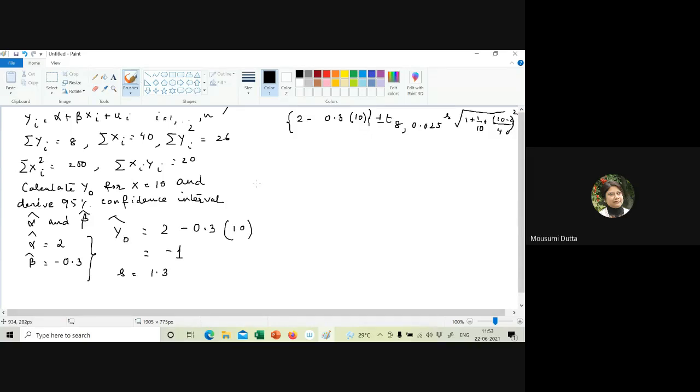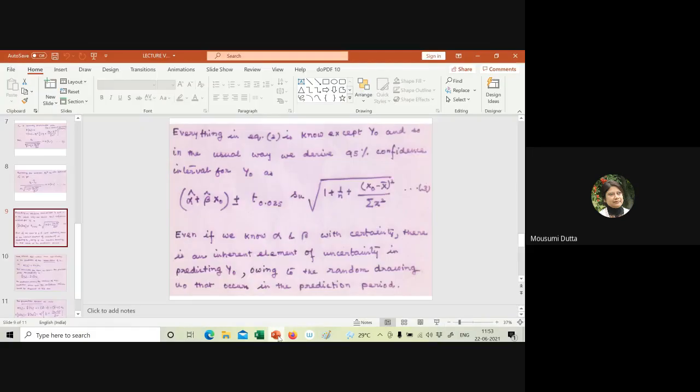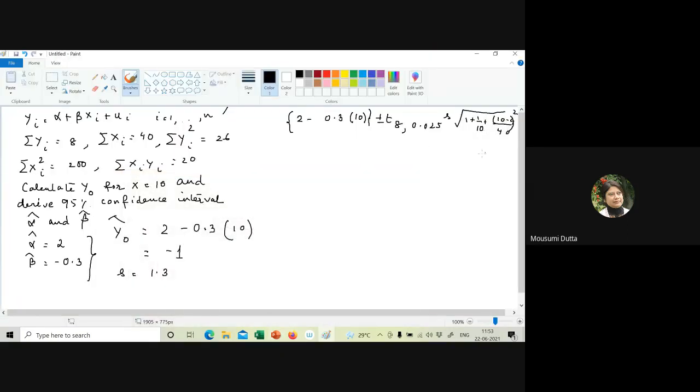x naught minus x bar is 10 minus 4, whole square by 40, divided by summation xi minus x bar whole square, or summation xi square minus n x bar square.